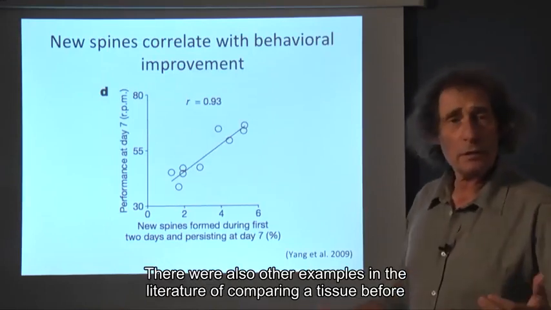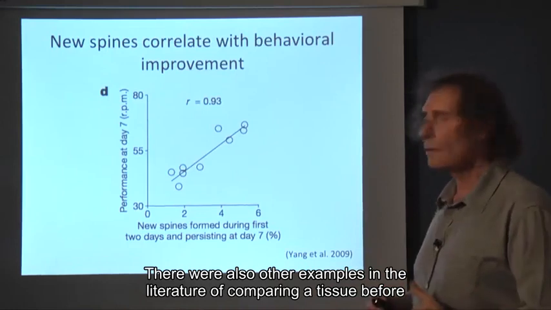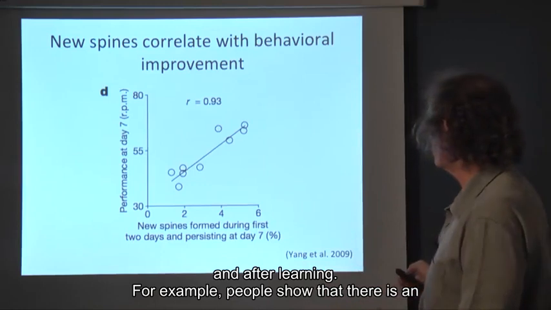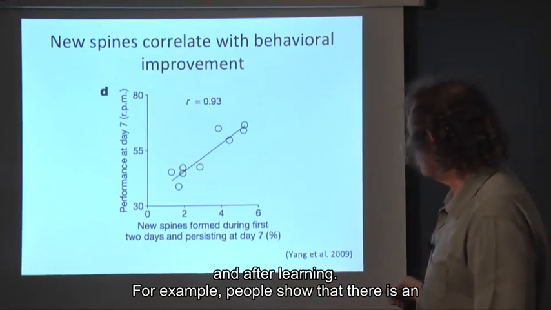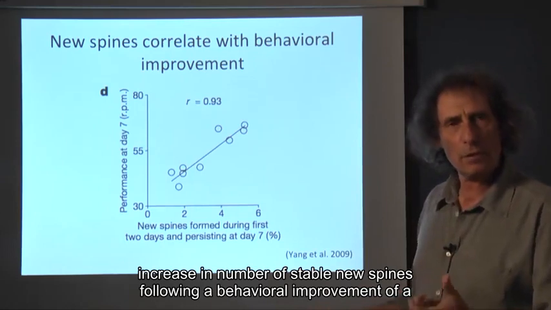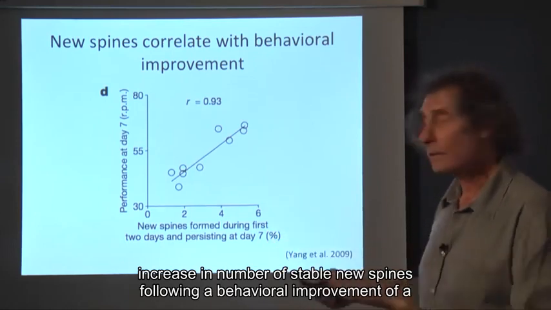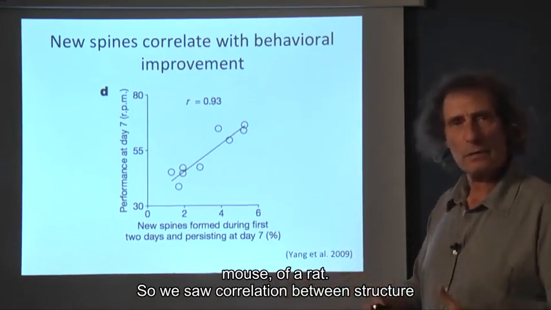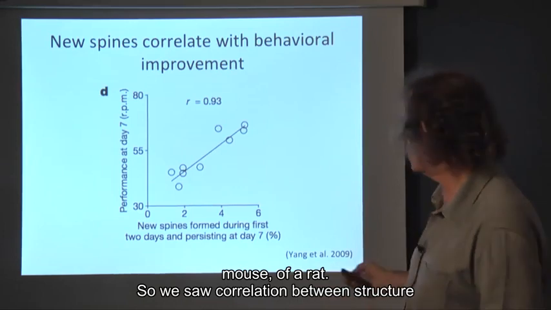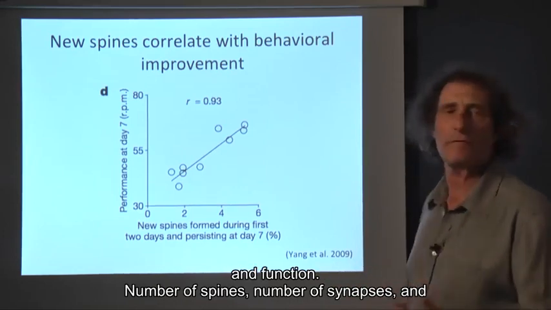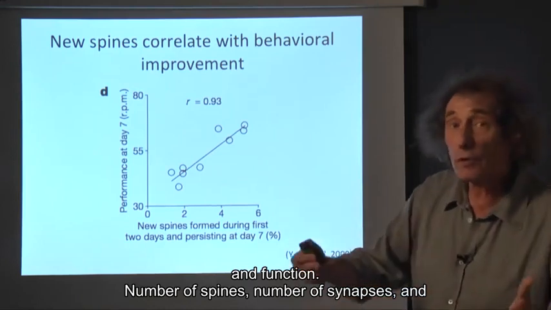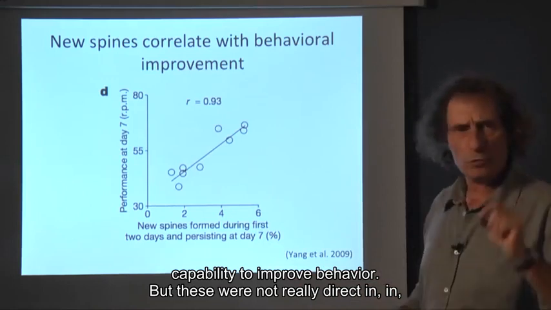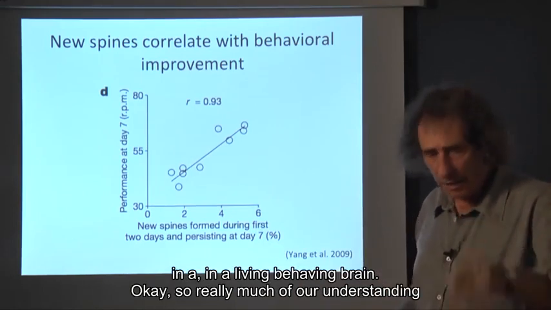There were also other examples in the literature of comparing a tissue before and after learning. For example, people show that there is an increase in number of stable new spines following a behavioral improvement of a mouse, of a rat. So we saw correlation between structure and function, number of spines, number of synapses, and capability to improve behavior. But these were not really direct in a living, behaving brain.